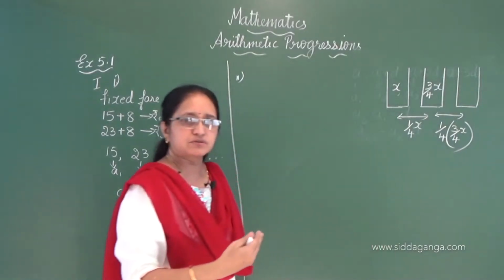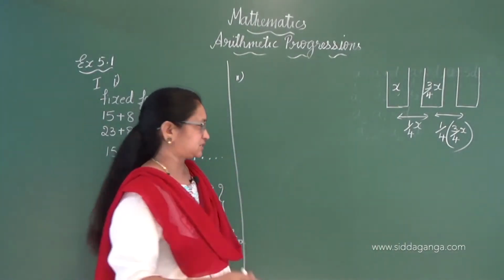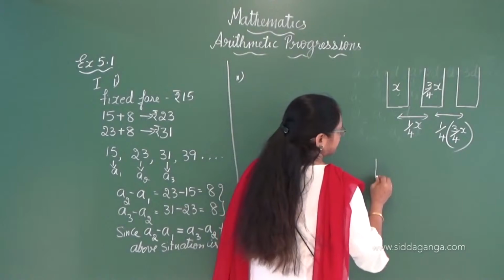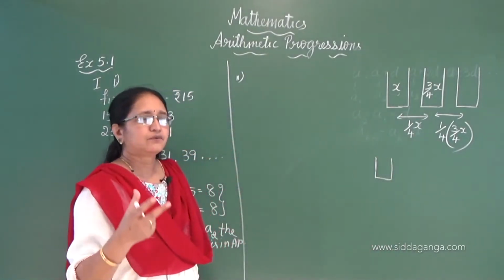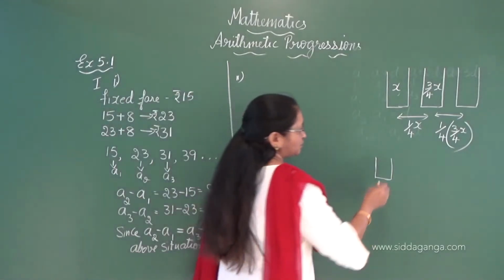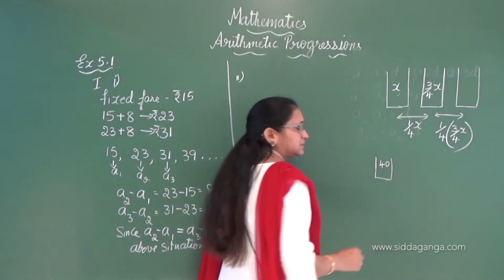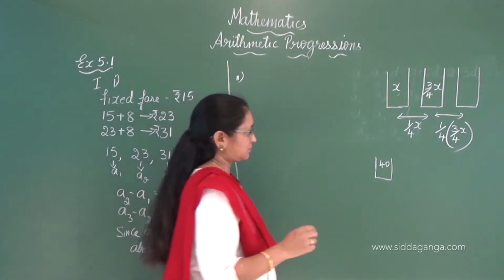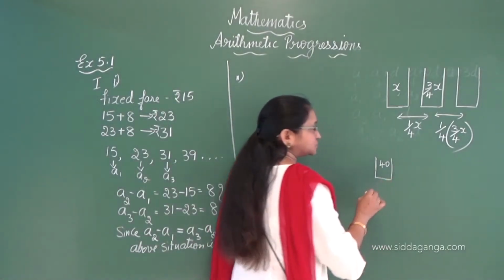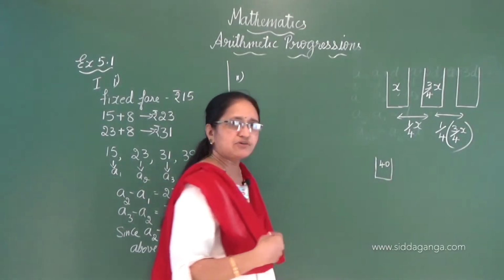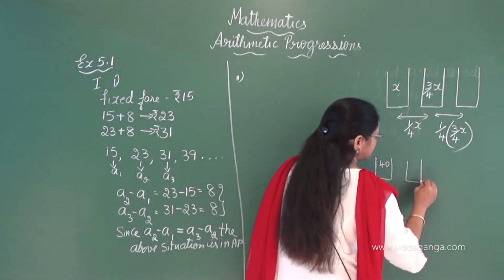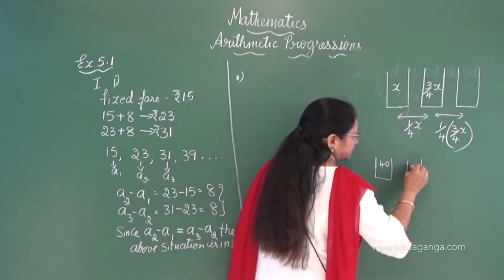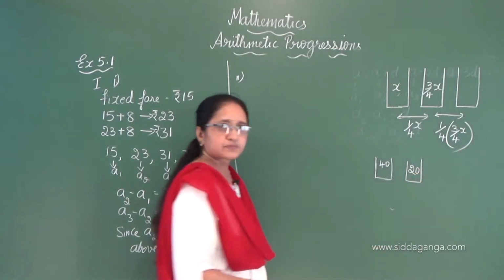Okay, so before going into that problem, I'll just explain a simple problem now. Let us take a box where you will be having 40 marbles. Think 40 marbles are there. Now, if I ask you to remove half of what is present, you will remove 20 out of it and 20 will remain here.